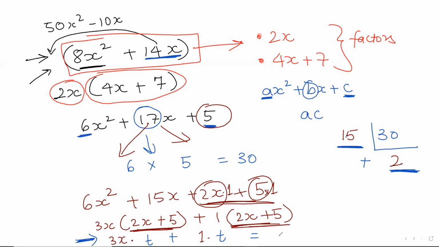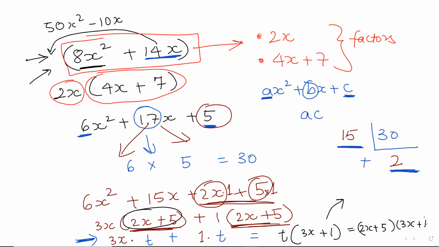So t is common in both of these, right? Look at it over here, the blue term. t is common over here and t is common over here as well. So t is common, okay? And what are we left with? We are left with 3x plus 1. And what was our t? Our t was 2x plus 5. So we can say that this is equal to 2x plus 5 multiplied by 3x plus 1.